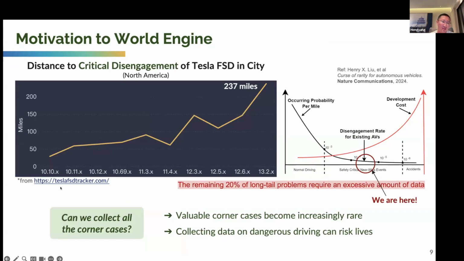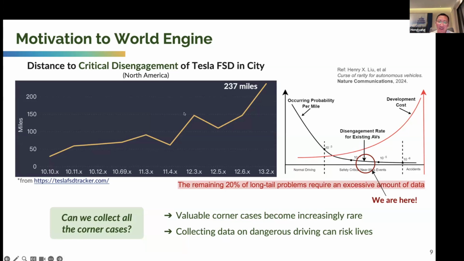I really like this website. I believe many of you come from the industry and also see the website here. It's called the Tesla FSD tracker. Basically, it collects many customer data on the website, primarily in the North American cities. So this figure shows the distance to the critical disengagement of Tesla FSD over the different versions over the years, right?